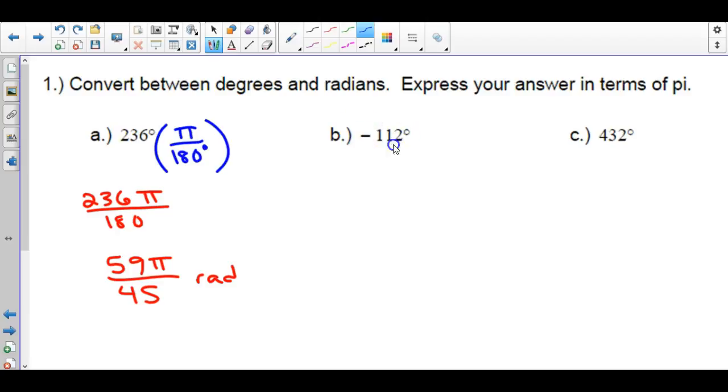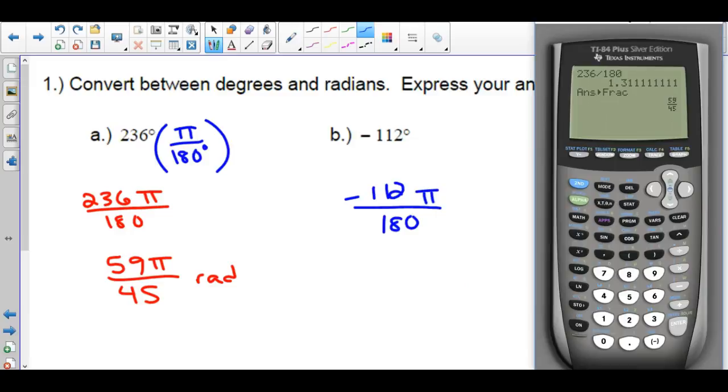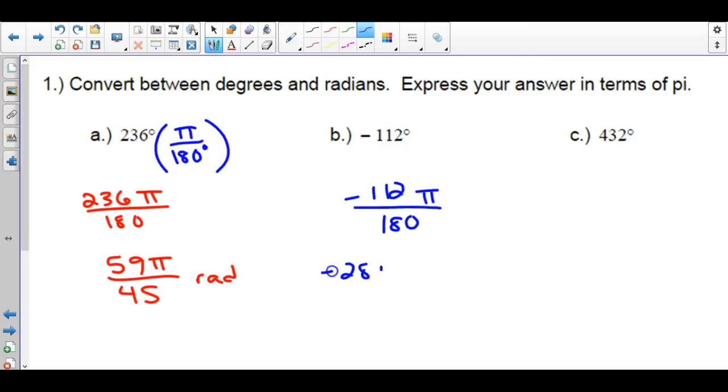The next one's a negative number, and it works the same way. I'm going to have my negative, and there's my pi, so I'll just fill in 112 over 180, and that's the part that, again, we're going to go to the calculator for. So I'm going to take 112 divided by 180. The calculator is going to turn this into a fraction for me in simplest form. So that's going to end up being 28 over 45. You just need to remember to bring down the negative sign and the pi. So negative 28 pi over 45. And again, the unit on that is radians. So radians is a unit just like degrees is.